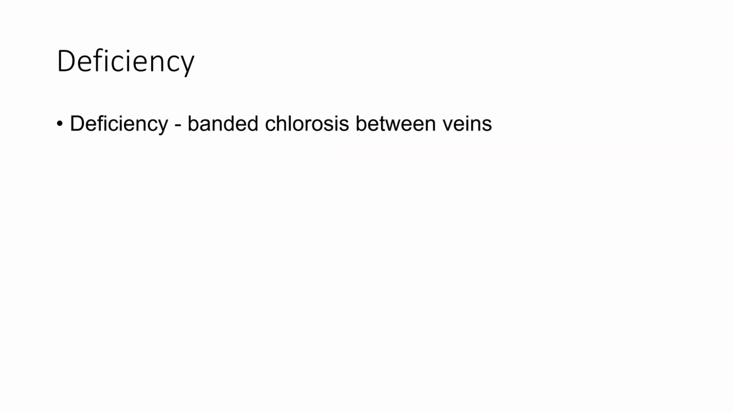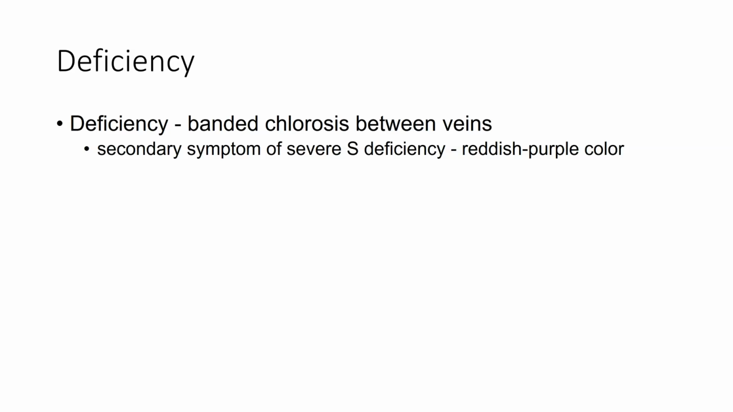Deficiency symptoms. Deficiency is basically noted as a banded chlorosis between the veins. On plants, you will see a striping when you've got a sulfur type deficiency. Secondary symptoms of a severe sulfur type deficiency actually give you a reddish purple color, which is a little bit different than we might expect.